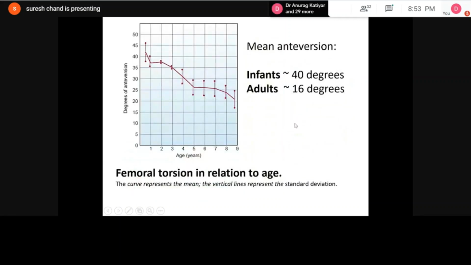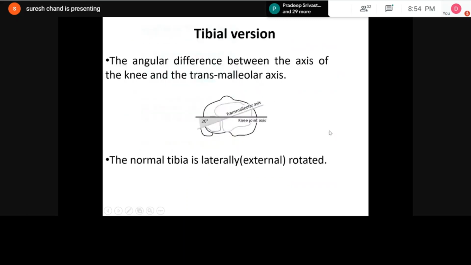This is a chart showing the normal growth variation of anteversion. It is very important, just like the genu valgum and varum growth chart. It starts with up to 48 degrees of anteversion in infants and comes down to 16 degrees. So anteversion is very high in children, and that is very crucial in managing intoeing or W sitting. It is normal to have very high anteversion in children, and it will come down to approximately 16 degrees in adults. Like the femoral version, we measure the tibial version.